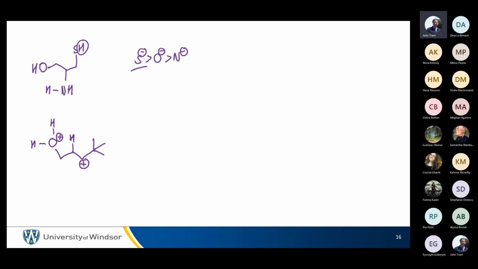Asked, which is the most acidic proton on this molecule? Now, why this is a bit of a trick is because we need to think about what we get on the stability. So the immediate thing to jump to is, well, it's one of these H's on the oxygen, because then I'll get a neutral oxygen.